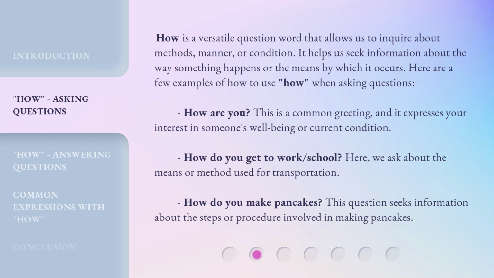How are you? This is a common greeting, and it expresses your interest in someone's well-being or current condition. How do you get to work, school? Here, we ask about the means or method used for transportation. How do you make pancakes? This question seeks information about the steps or procedure involved in making pancakes.